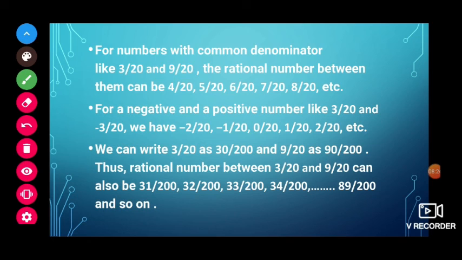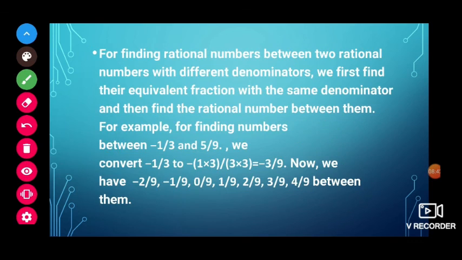Here, between 30 and 90, the rational numbers are 31 by 200, 32 by 200, 33 by 200, 34 by 200 and so on till 89 by 200. We can take these as rational numbers between the two numbers.